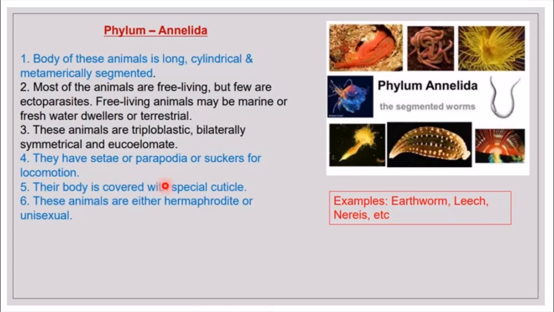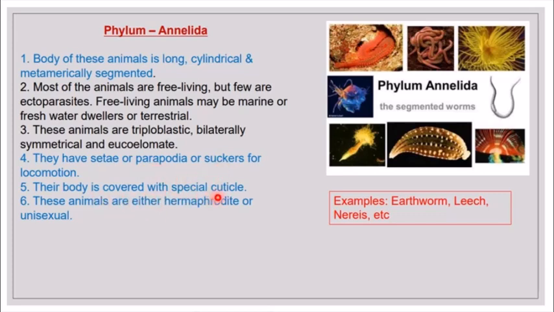Then if you see leech, it sucks the ground and moves. So that is why they have suckers. And if they don't have these, they usually just crawl. So they have small setae-like structures in their body, which help them to locomote. So they have setae, they have parapodia, or they can have suckers.